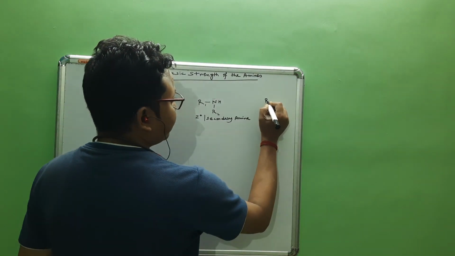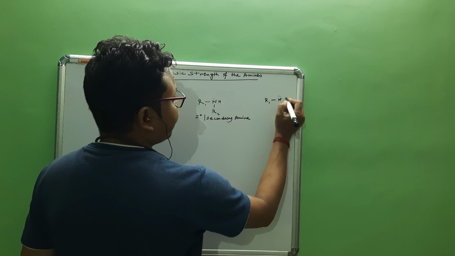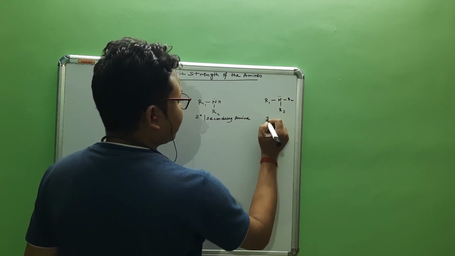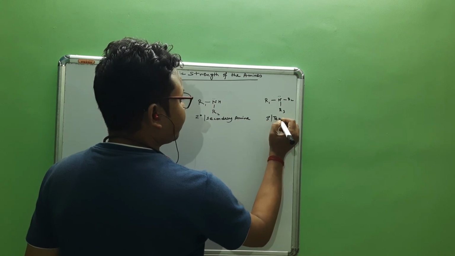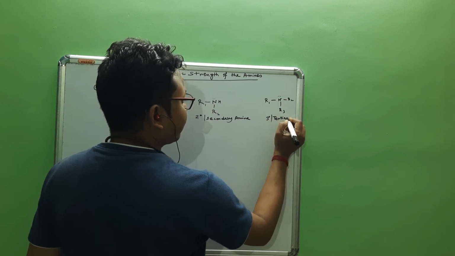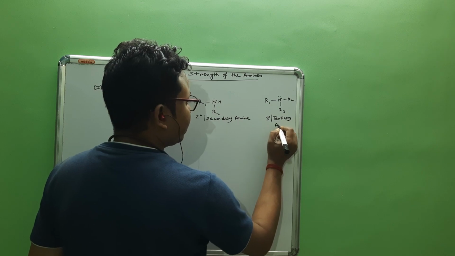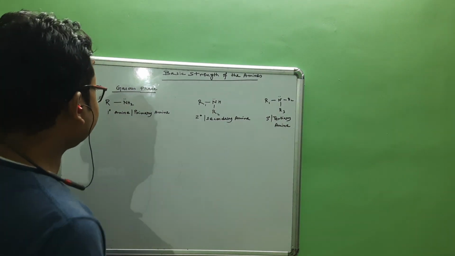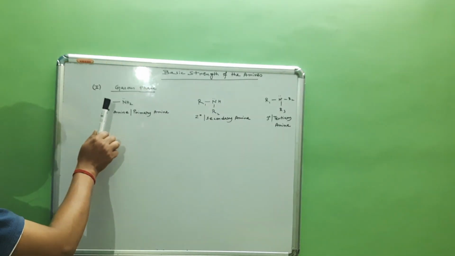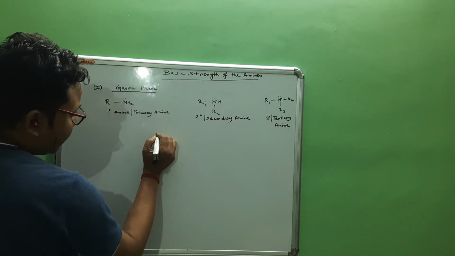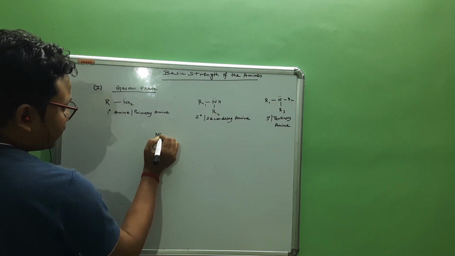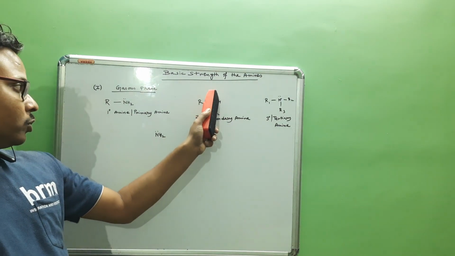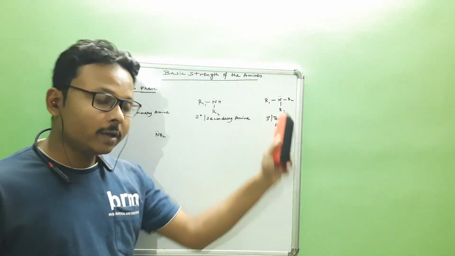And the third type of amine is 3-degree or tertiary amine. So look, in the amine NH2 group there exists a lone pair, and here it is also a lone pair, and here also the lone pair.